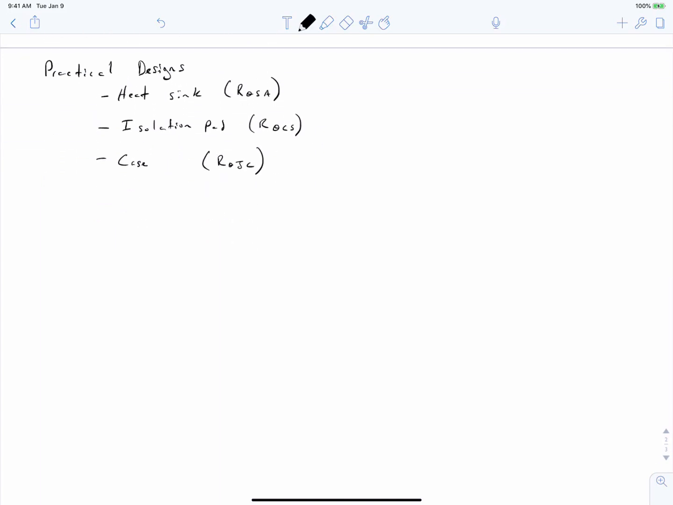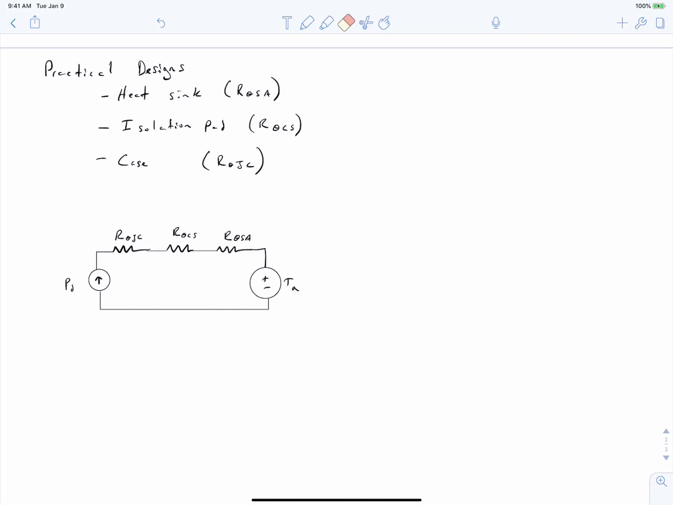If we sketch the complete thermal analog circuit for this, we're going to end up with a circuit that looks like this. So we've got our power dissipated, just like before, only now we have several thermal resistances. The first one is going to be our junction to case impedance. The second one, after that, we will have a case to sink impedance. And after that, we're going to have a sink to ambient impedance. And finally, we have our ambient temperature, just as before.